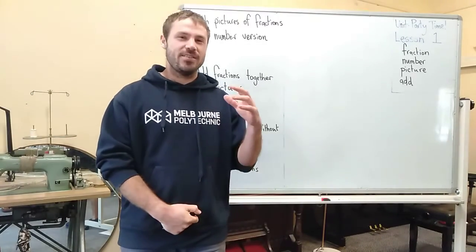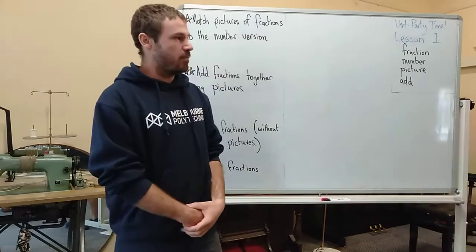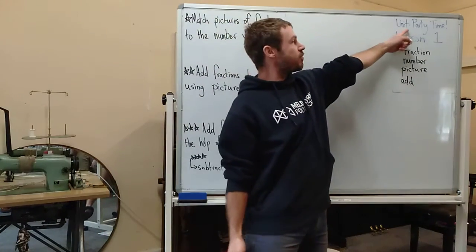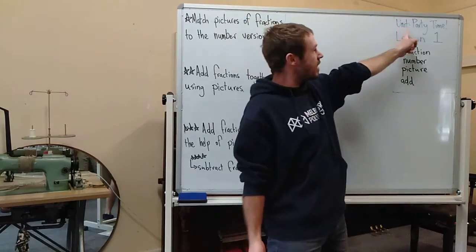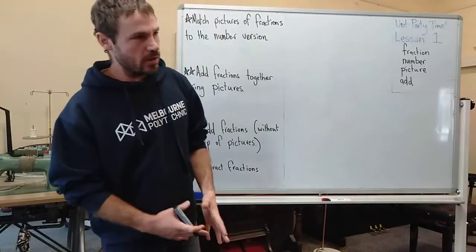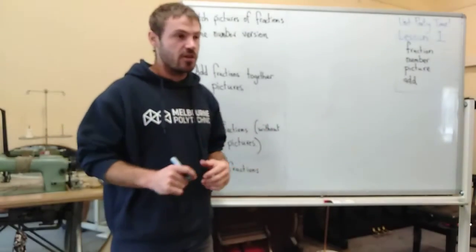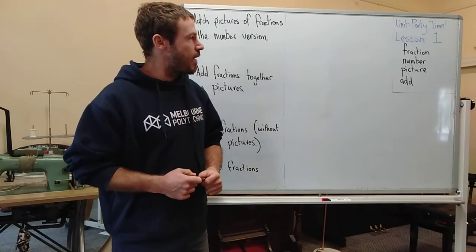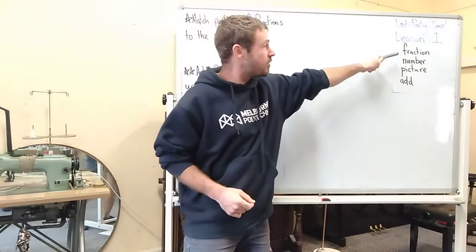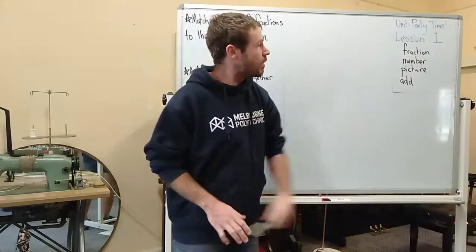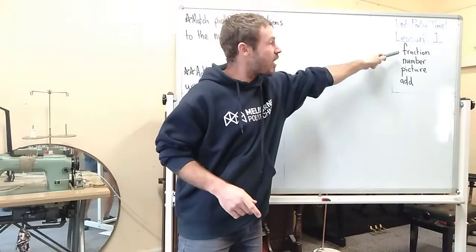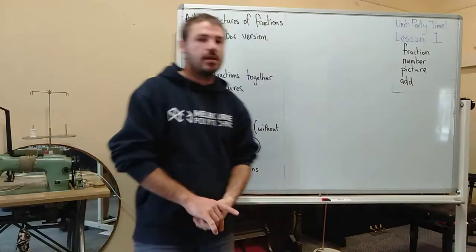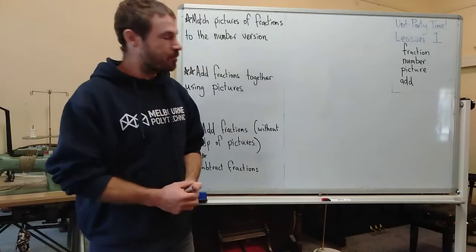Hello and welcome. This is the first lesson, lesson number 1 from a unit. You might be able to read that says party time. The whole unit is about fractions, decimals and those sort of related skills. In today's lesson our key words will be fraction, number, picture and add or plussing.